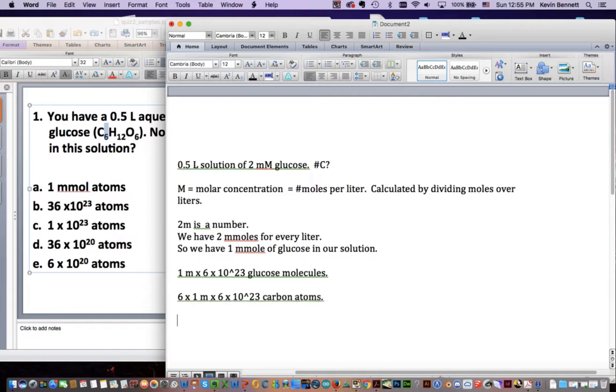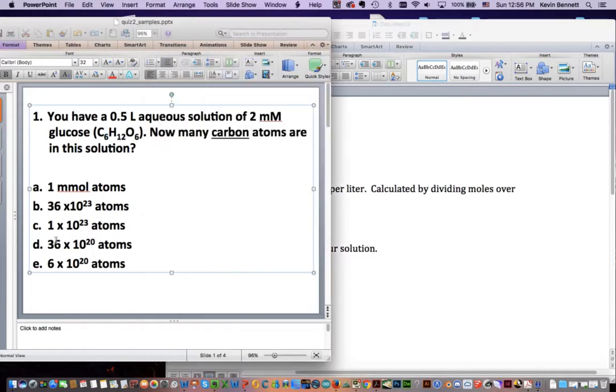Now let's solve this. Okay, so now we have 6 times, and 1 milli was 10 to the minus 3, times 6 times 10 to the 23rd. Now just continuing here to try to get it in one of these answers, we know that 6 times 6 is 36. So that is 36 times, and now we know that 10 to the minus 3 times 10 to the 23rd is 10 to the 20th. And there's our answer. So 36 times 10 to the 20th would be answer D.